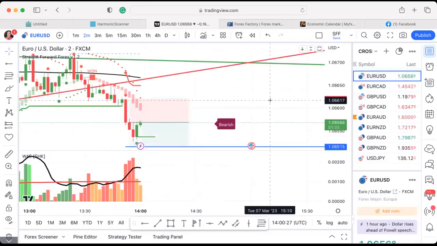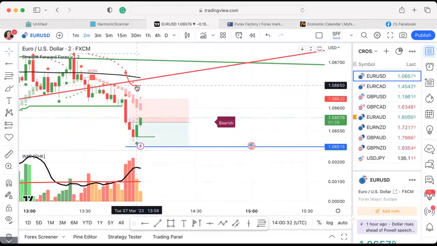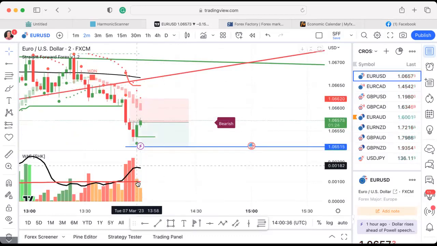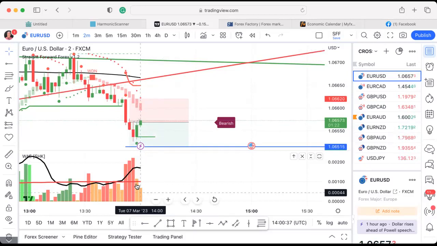And that one's having a bit of a retrace. You see the super trend has gone flat. And these candles here have dropped below the explosion line.